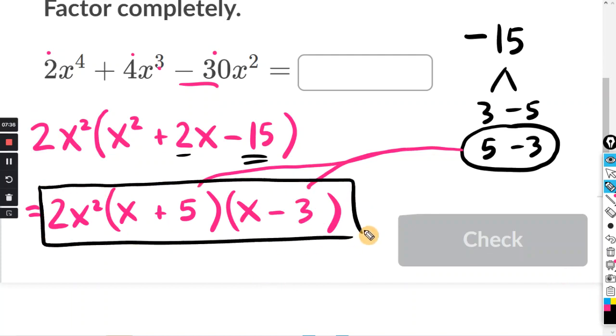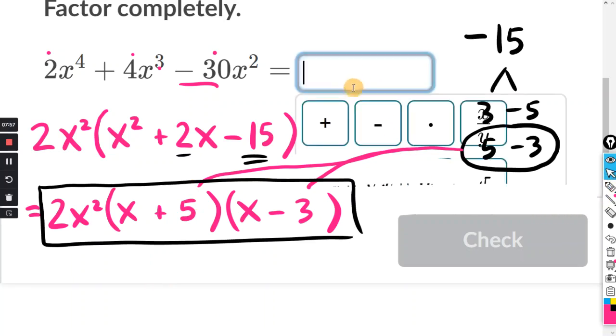All right, if you want to double check what you just did, you can unpack this. X times x is x squared. Do the inner outer. Positive 5x minus 3x is positive 2x. And then do the last. 5 times negative 3 is negative 15.